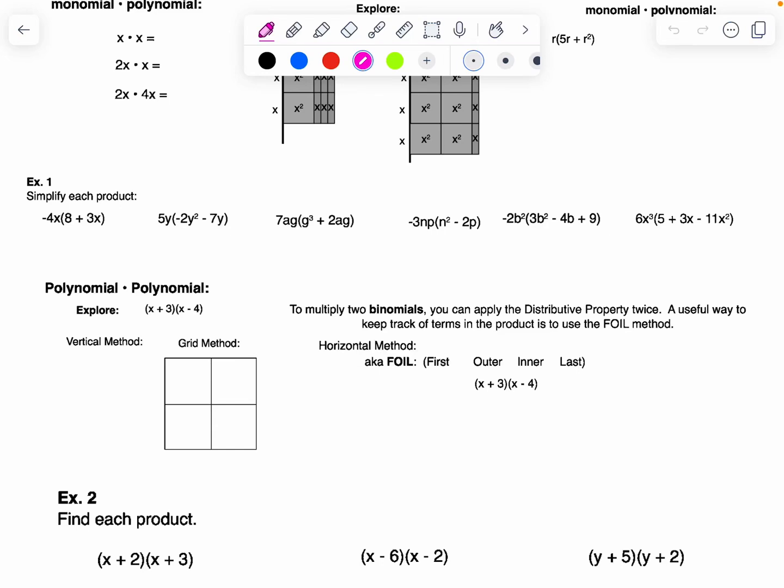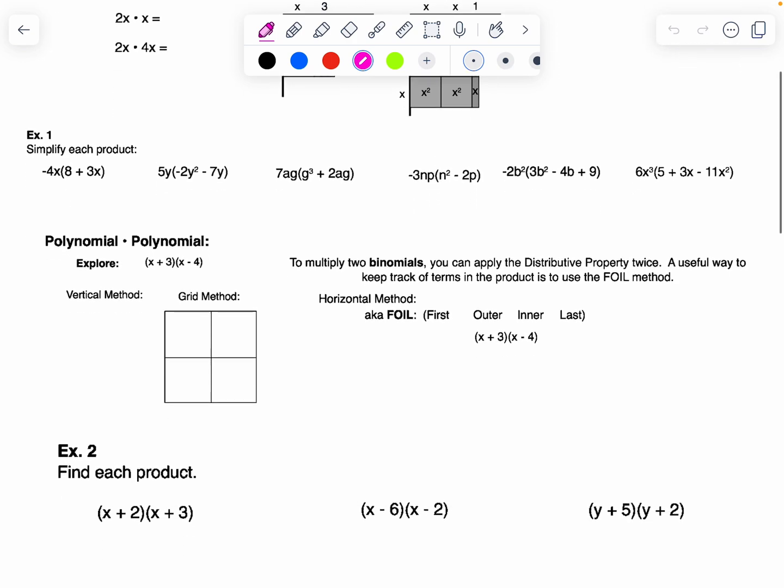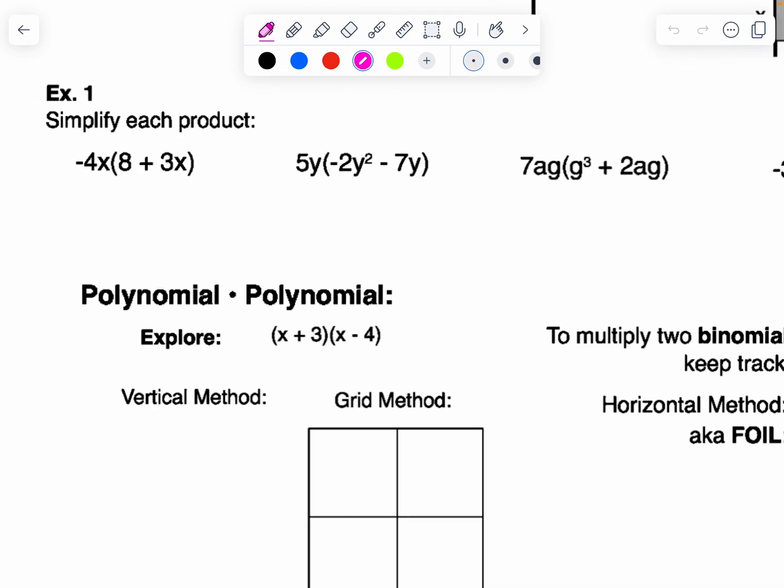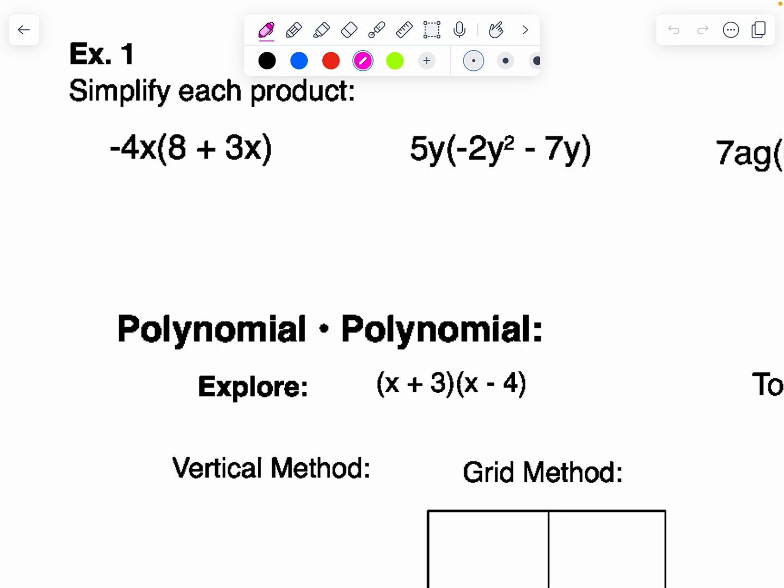Alright, so there's multiple ways that we can distribute different polynomials. We'll go over one of them in this video. I'll do the rest of them in class tomorrow. But first, let's just talk about how we distribute with variables.